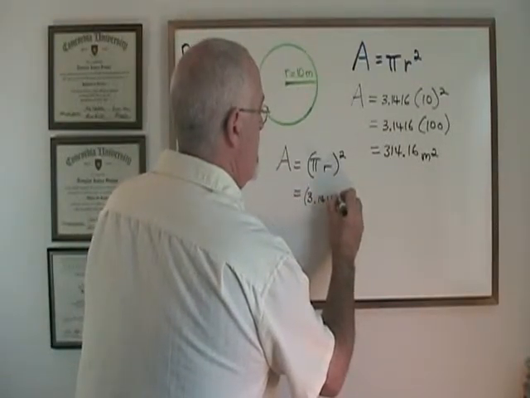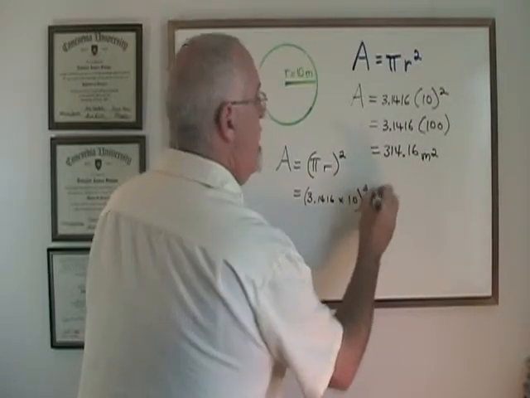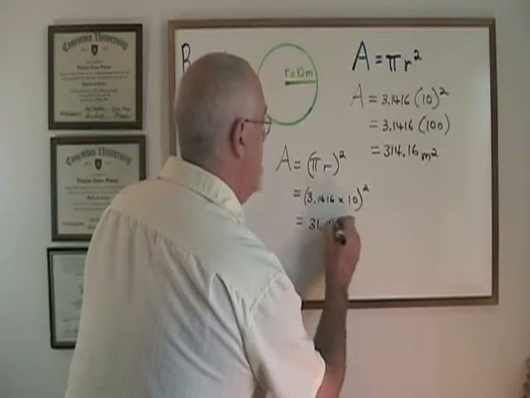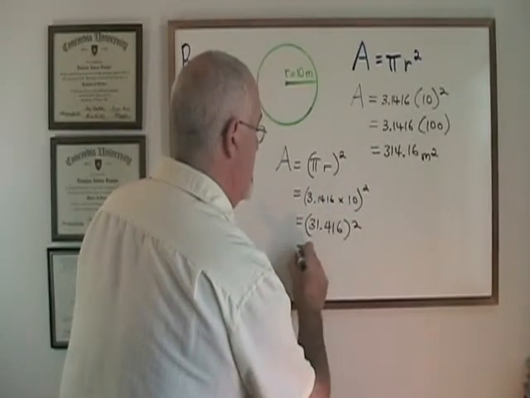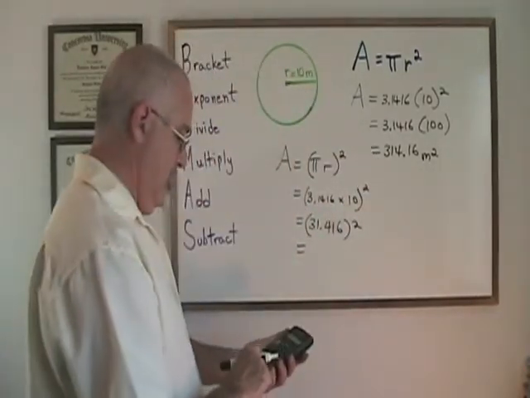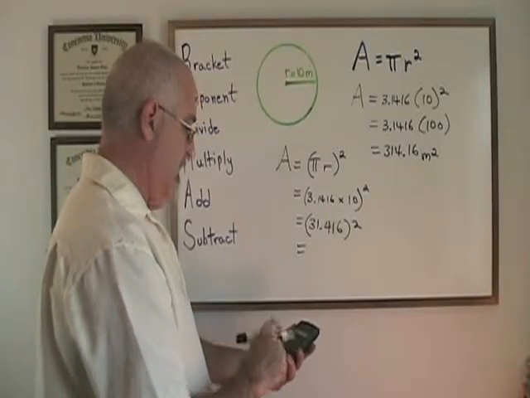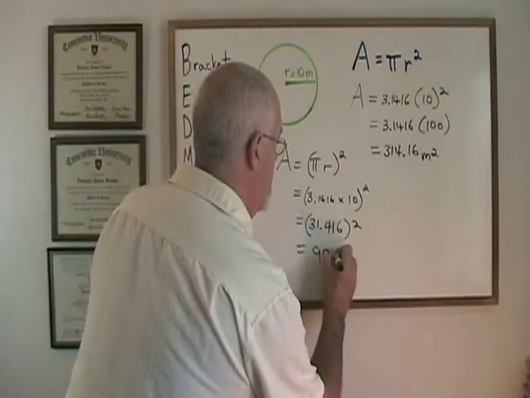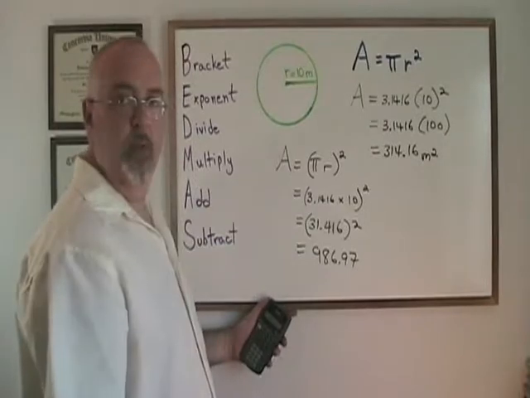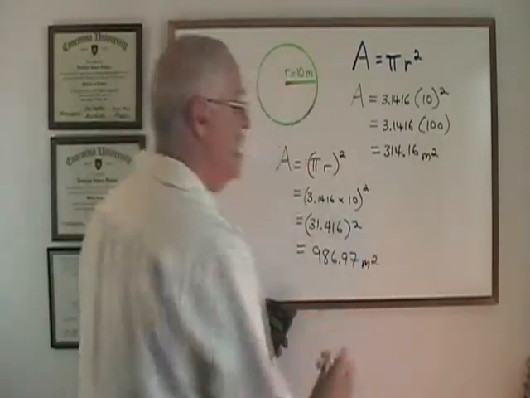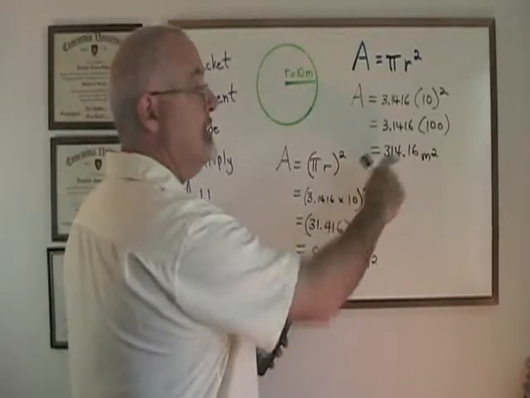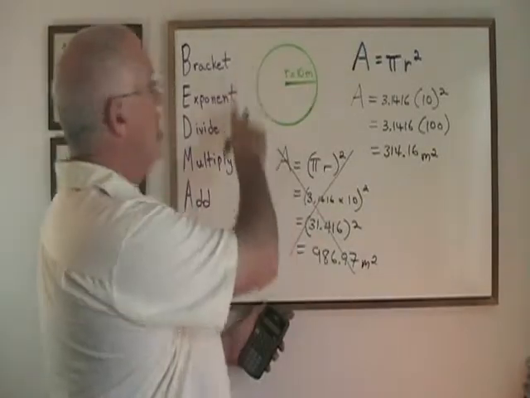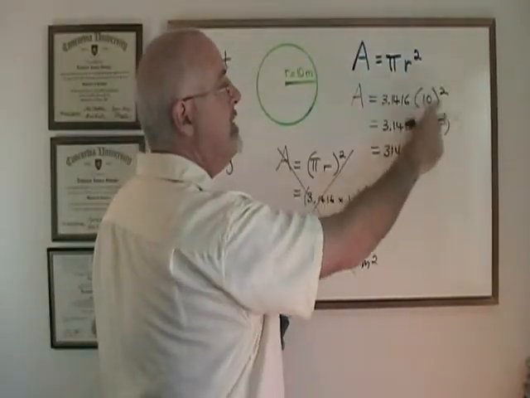3.1416 times 10, and then we would square the answer. We would have 31.416 squared, and that gives us an answer of 986.97, if I were to round to the nearest hundredth. You can see there is quite a big difference between this wrong answer and this right answer. So make sure that when you are applying geometric formulas, you follow the order of operations, and in this case, you square the radius before you multiply.